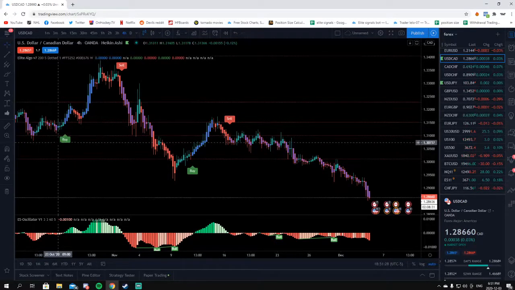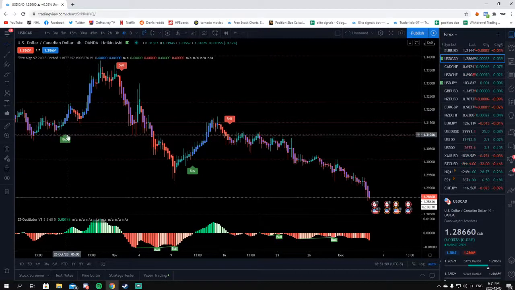Right now we are looking at the USD Canadian dollar on the 4 hour chart. For swing trading, guys, I'd recommend anything 1 hour chart and higher. And personally, I like to trade on the 4 hours for swing trading. I find it to be a lot more accurate. So you want to wait for a buy signal to come. Once that buy signal comes, you want to take the trade on the next candle, okay?